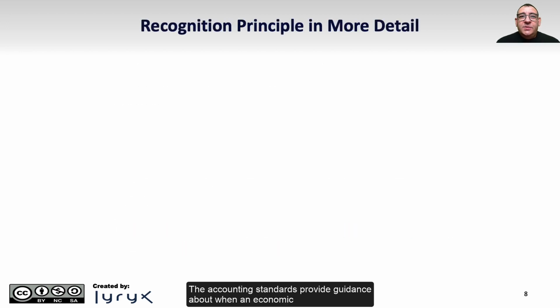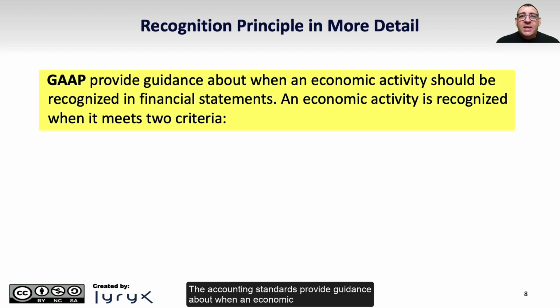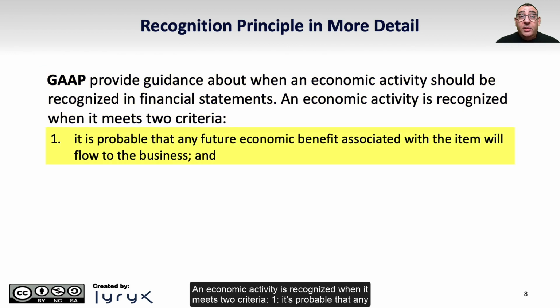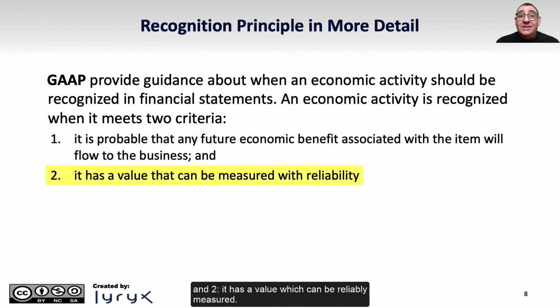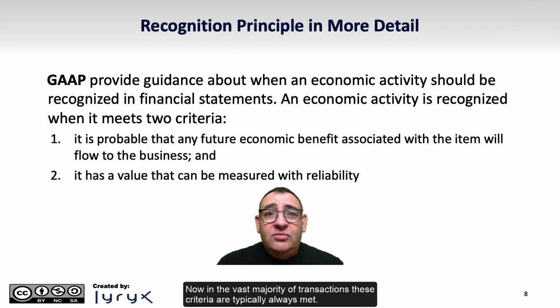The accounting standards provide guidance about when an economic activity should be recognized in the financial statements. An economic activity is recognized when it meets two criteria. One, it's probable that any future economic benefit associated with the item will flow to the business. And two, it has a value which can be reliably measured. Now, in the vast majority of transactions, these criteria are typically always met.